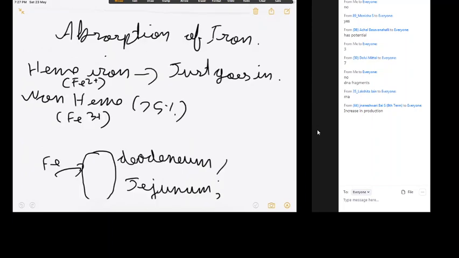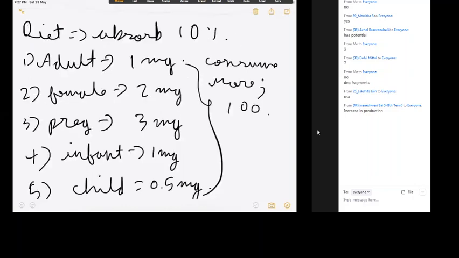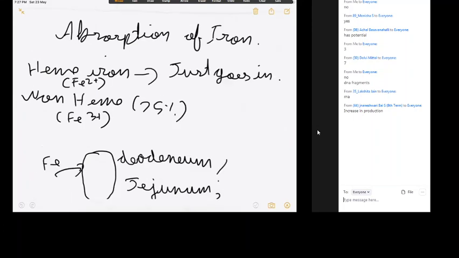Okay, now we'll come to the most important part. This is where your physiology is really important. I told you 10% is absorbed, and you're giving 10 milligrams. He is absorbing 1 milligram. Now in which form? In that also, not all iron is the same.